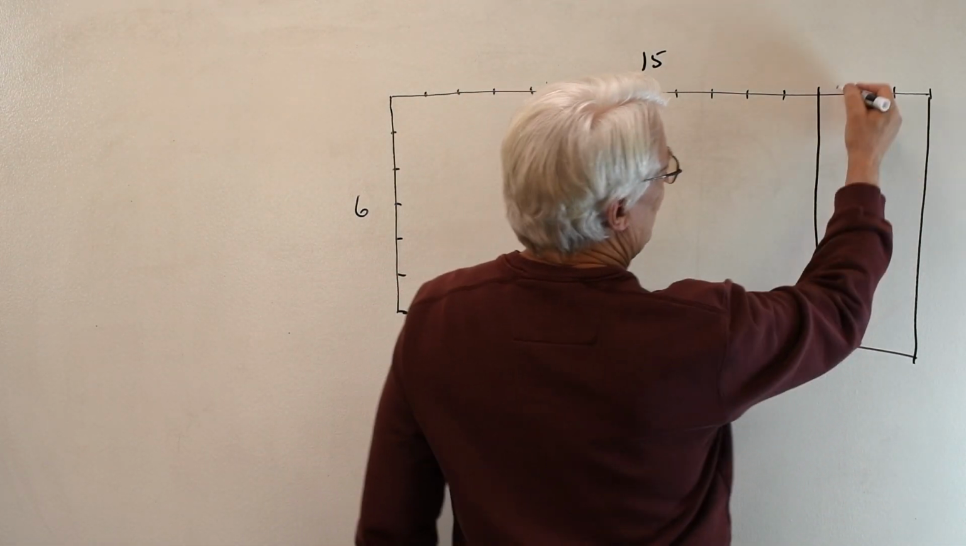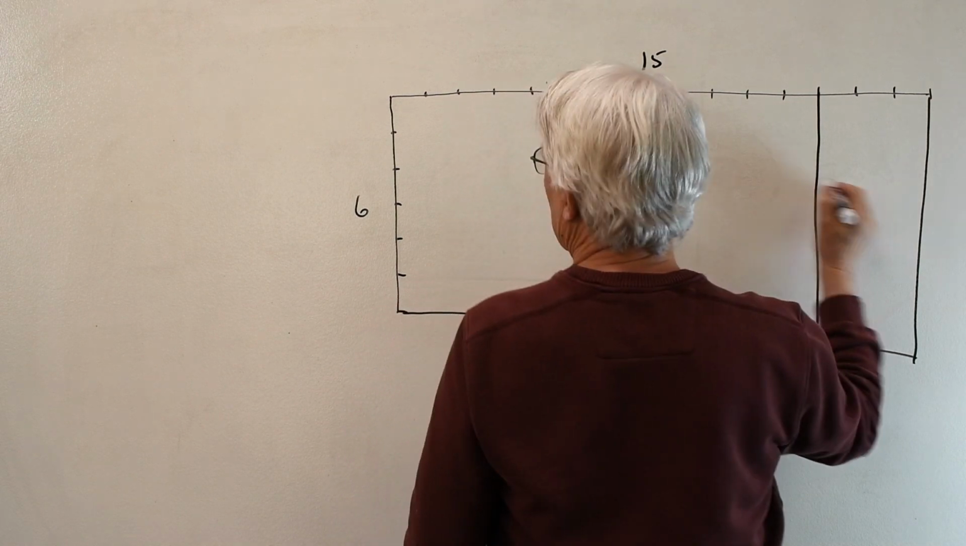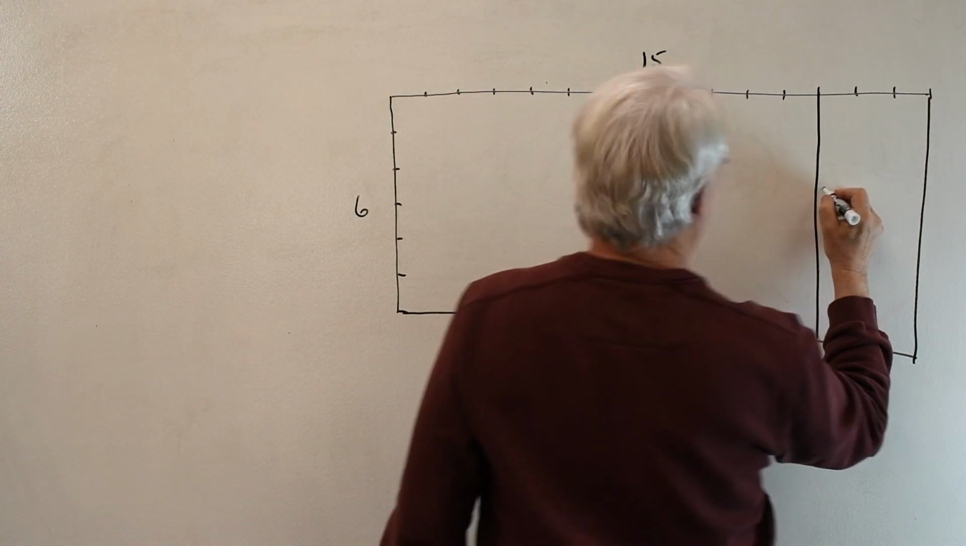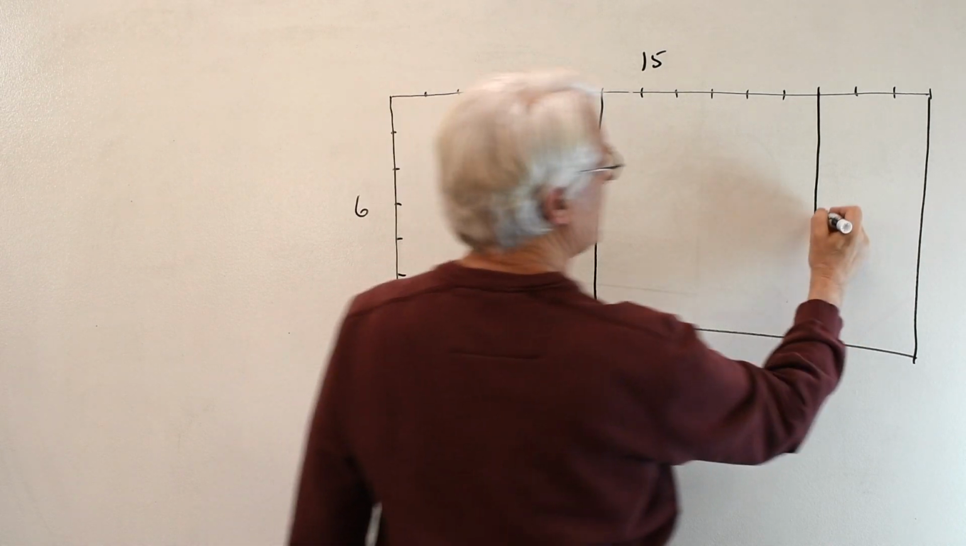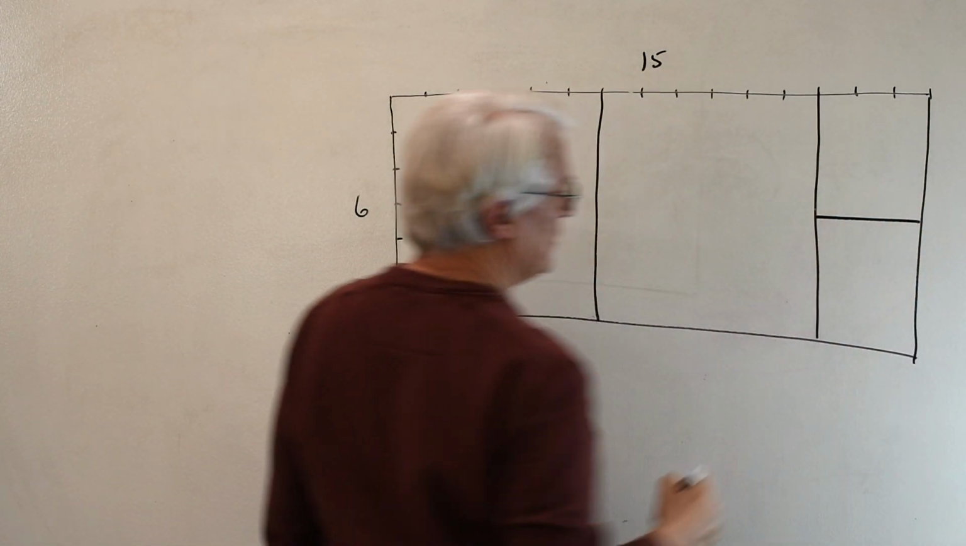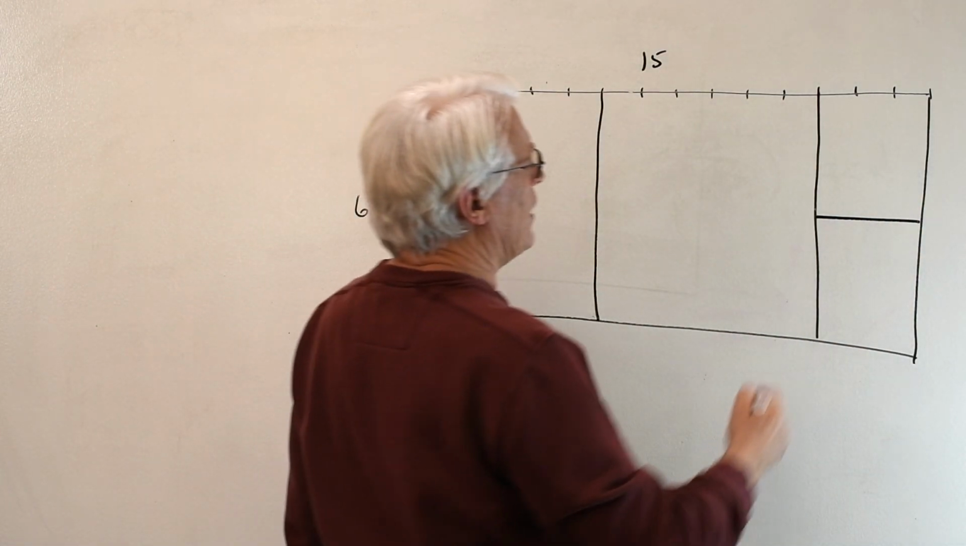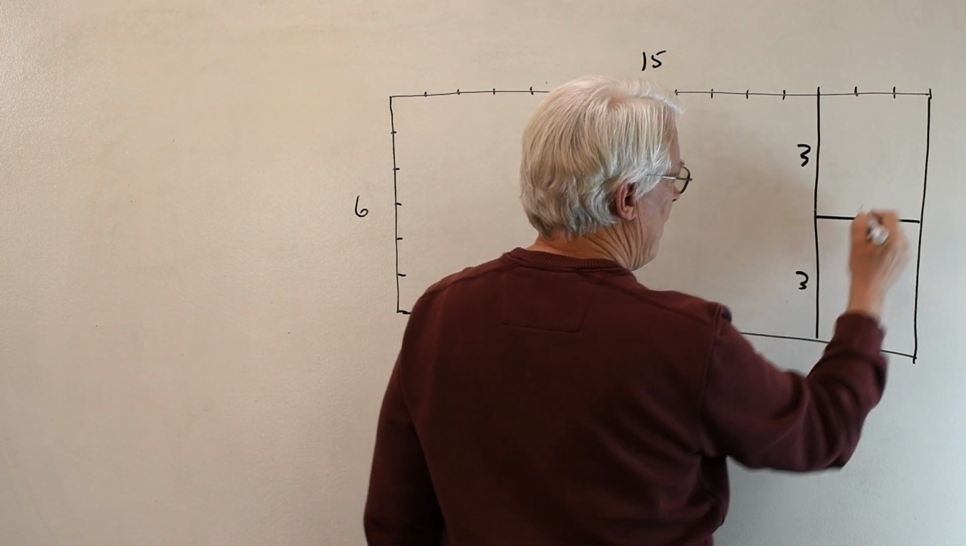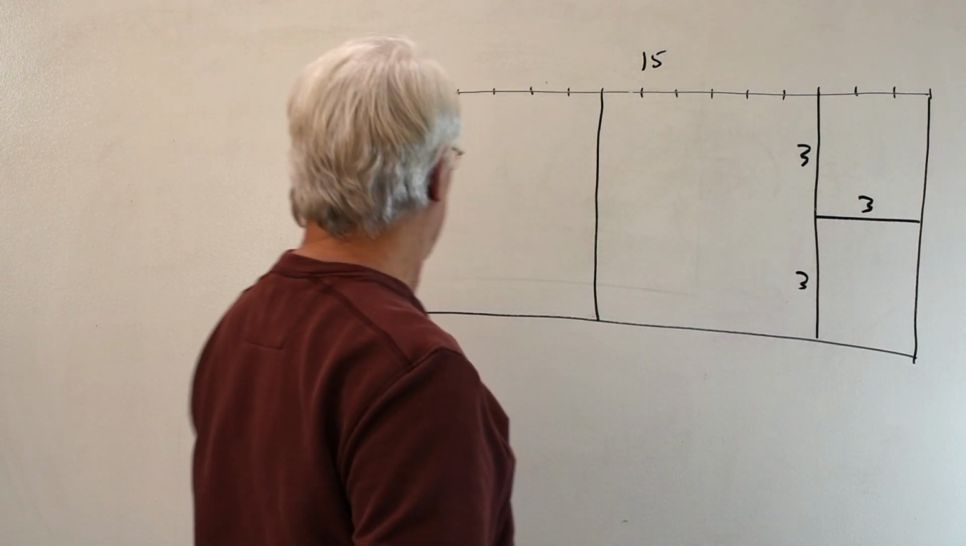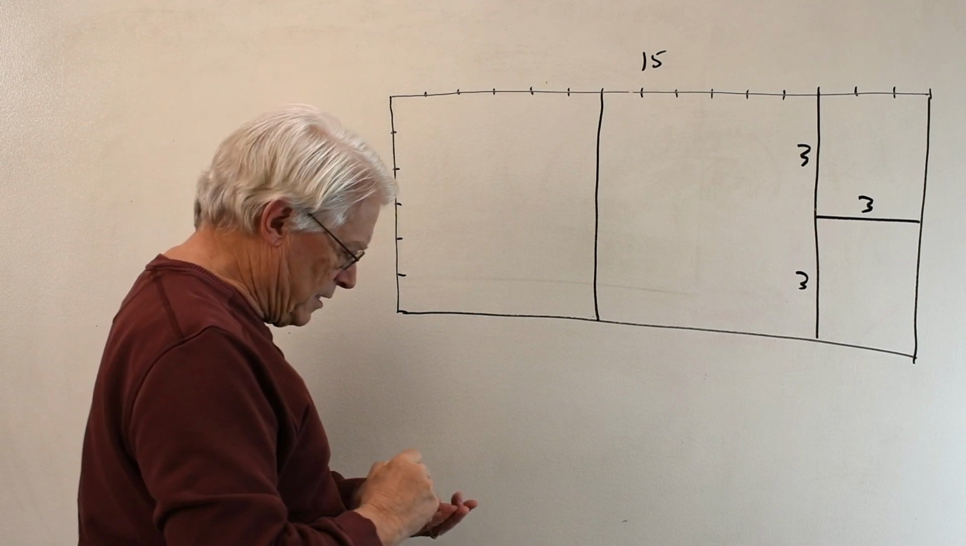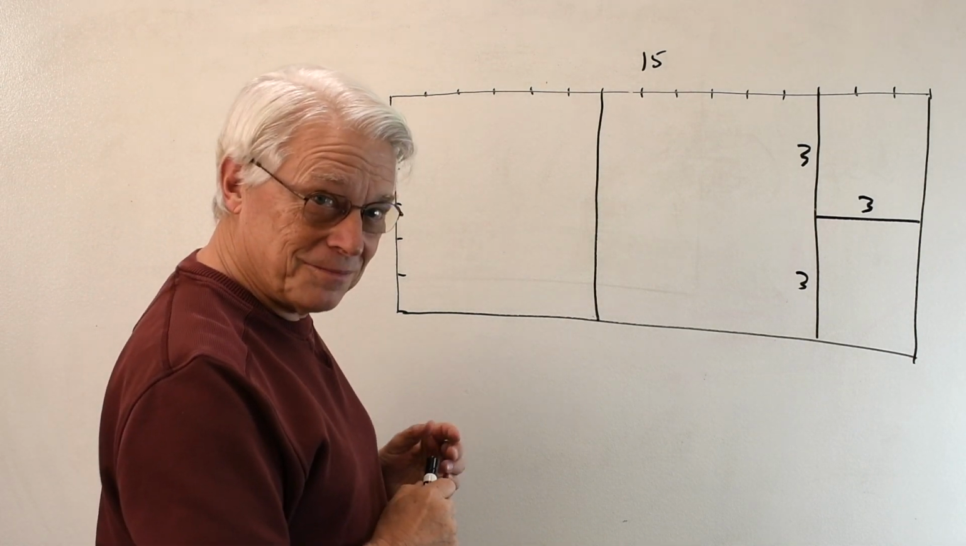So, okay, we've got to fill that with a square now, and that square is going to be, well, let's see, it's 3 by 6. That square is going to be like so. Those are two squares, 3 by 3. The greatest common denominator of 6 and 15 must be 3.